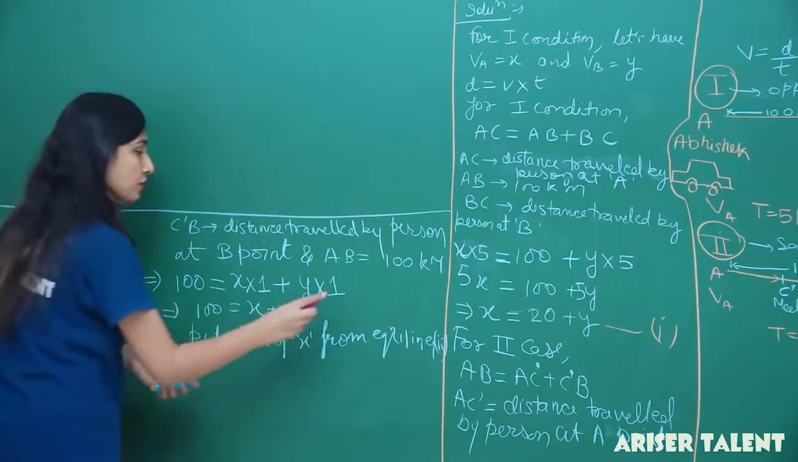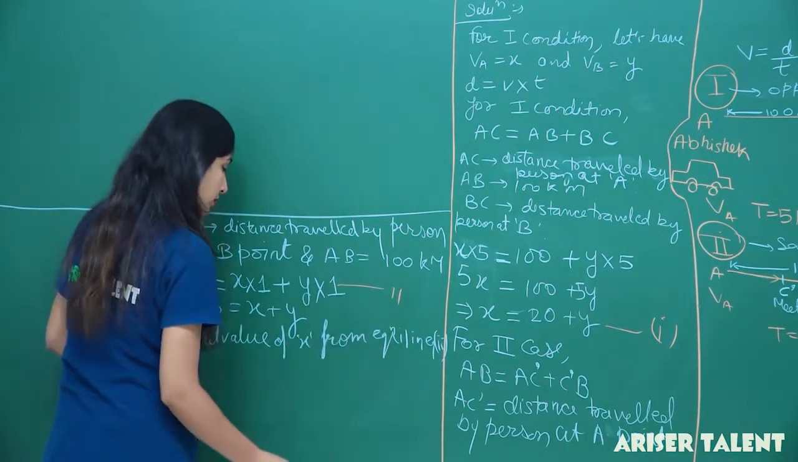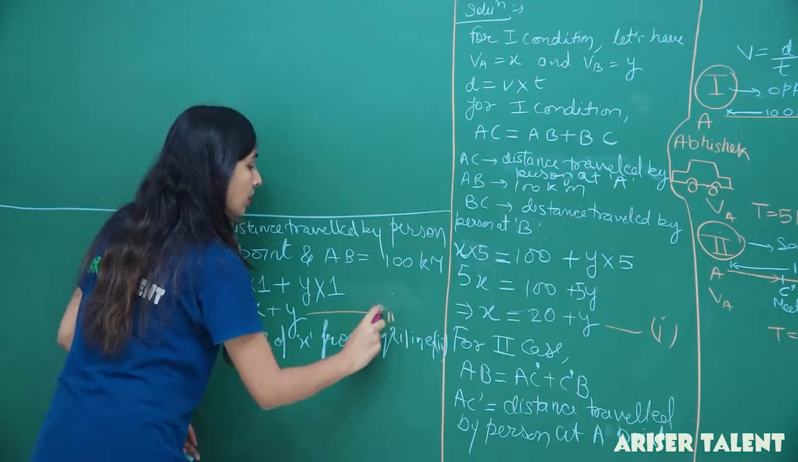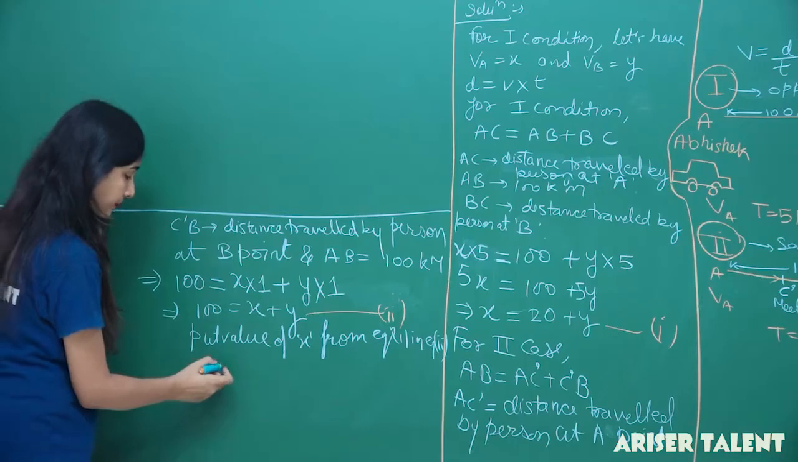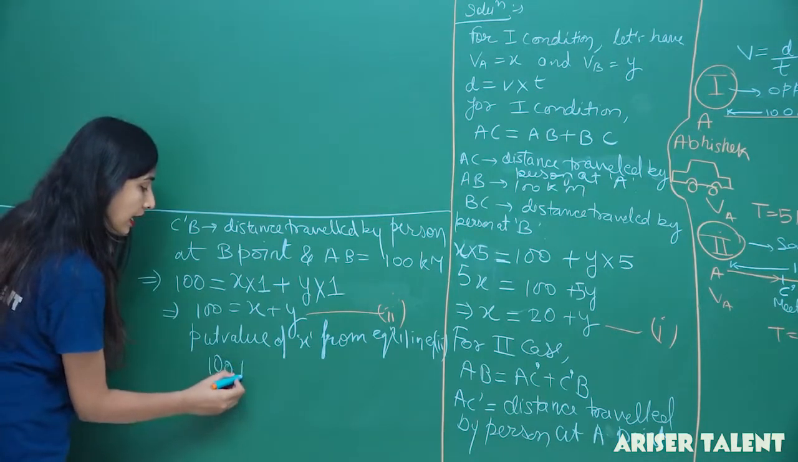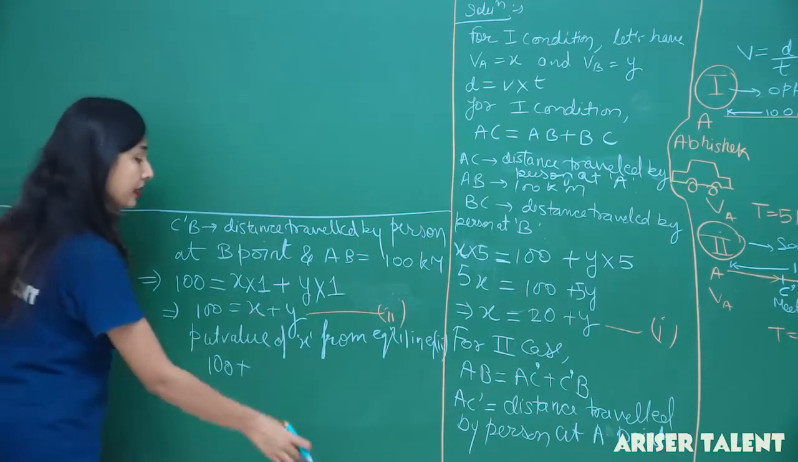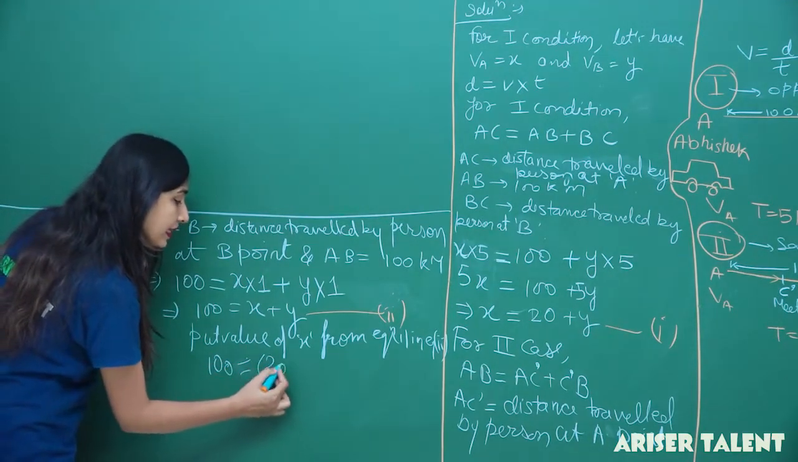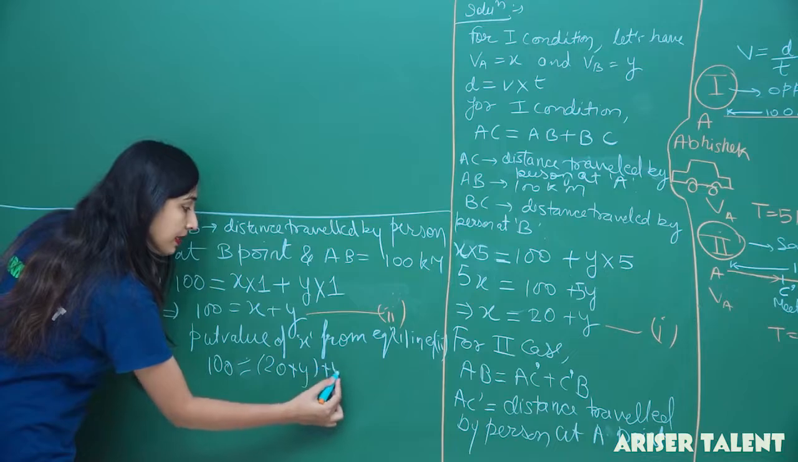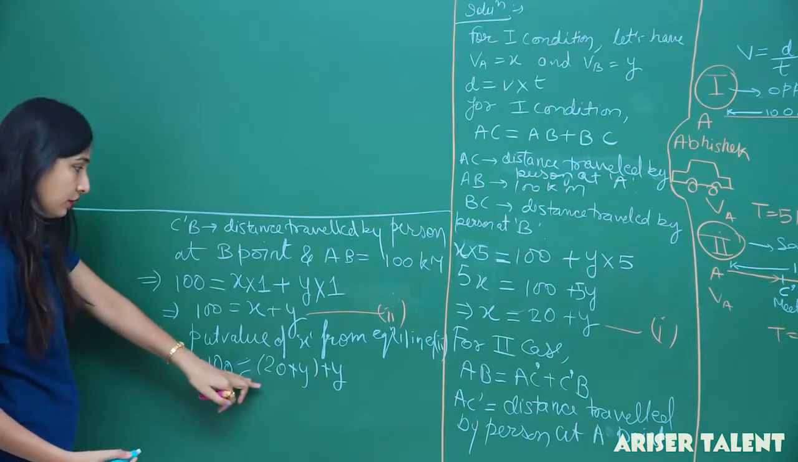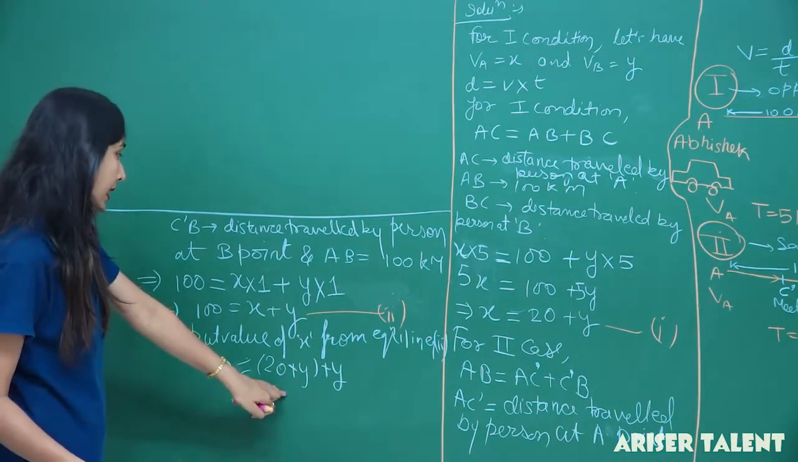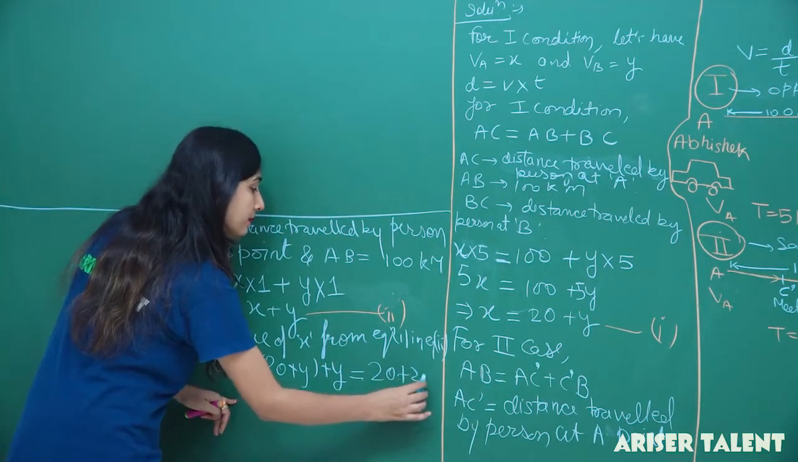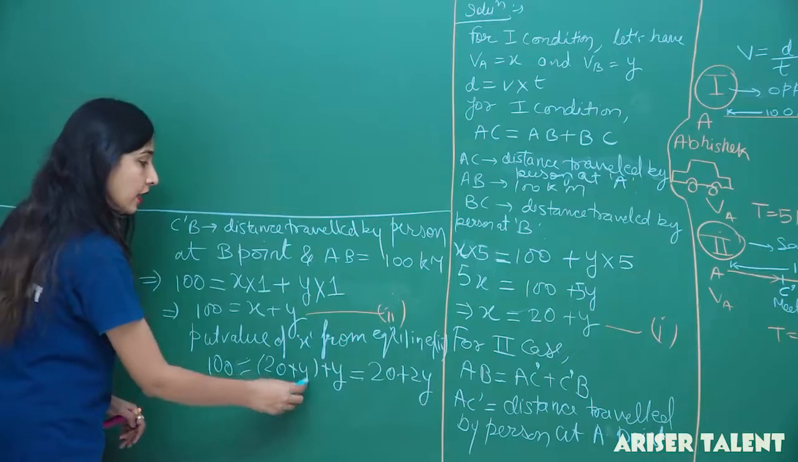Now this is equation 2. Sorry, not this one, but just this one. Okay, so that will be 100 plus x. 100 equals to x plus y. Now x value is 20 plus y, and this y, so that will be 20 plus 2y.